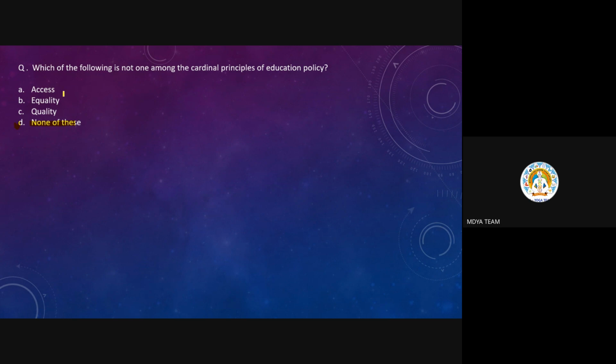Why equality? Ma'am, because the word is equity there. But this is the same thing, no? Equality, equity is the same thing. Don't get confused. I have told you that it's not always that you will get the exact same words that you are finding in your class. The words can be different. Assess equality and quality. Okay? Okay, ma'am. Got it, ma'am.